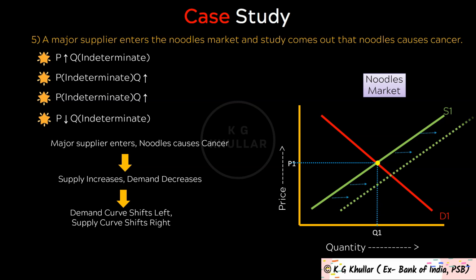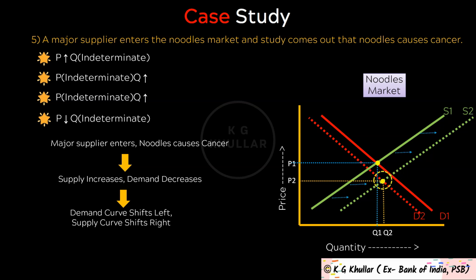The demand curve will shift leftward to D2 since demand will go down, and the new supply curve will shift right to S2 since a new seller enters the market, which will increase the supply. So the new curve will look like this. The new equilibrium price will be P2 and the new equilibrium quantity will be Q2.